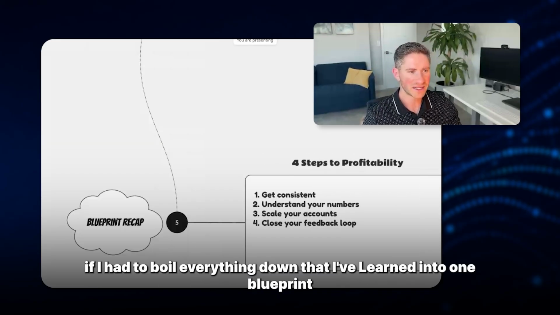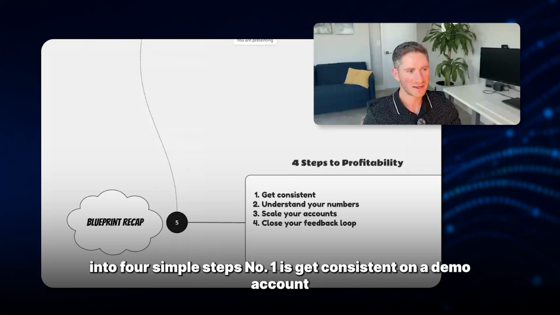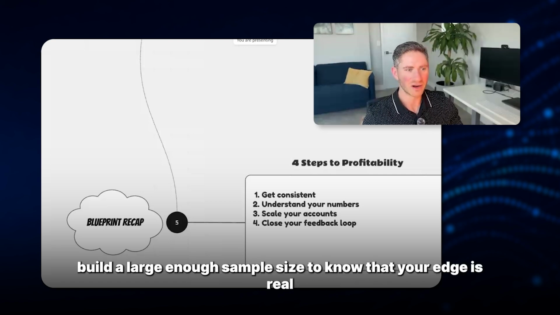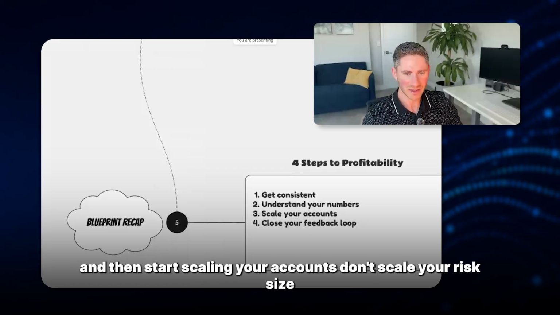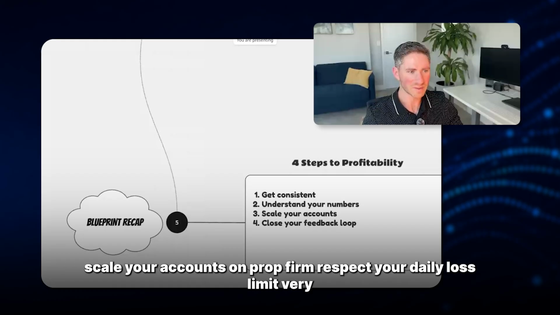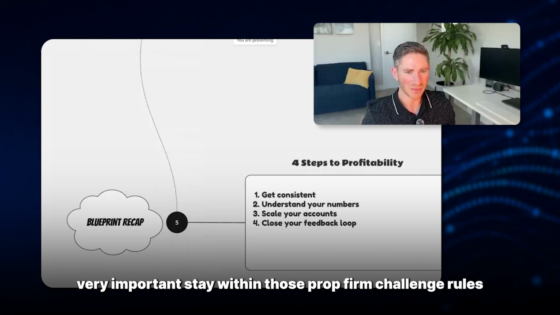So if I had to boil everything down that I've learned into one blueprint, into 4 simple steps, number 1 is get consistent on a demo account, understand your numbers, build a large enough sample size to know that your edge is real, and then start scaling your accounts. Don't scale your risk size, scale your accounts on prop firm. Respect your daily loss limit, very, very important. Stay within those prop firm challenge rules.